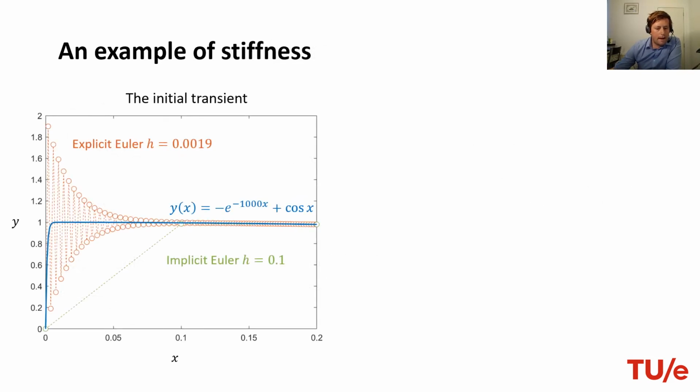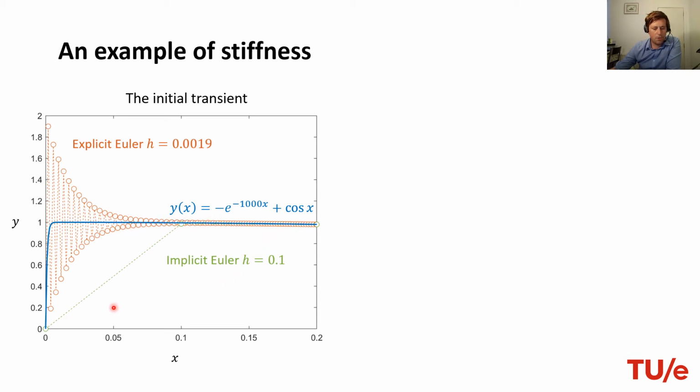So let's take a look at our example, and let's compute these things numerically. So what we have here is the initial tangent of the solution. In blue, we have the exact solution, the analytical solution to our system. In orange, we see the explicit Euler solution with an h which is barely stable. So this is absolutely stable, slightly below the limit of stability. And we see that initially we have quite some wild oscillations, but they get damped out after some time.